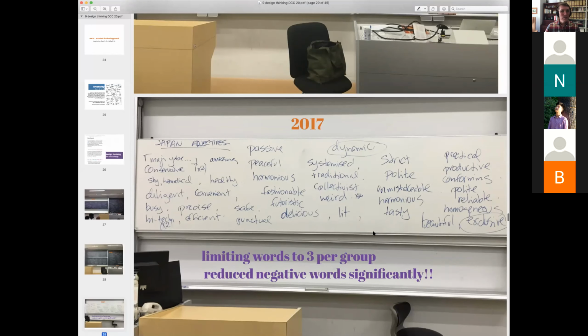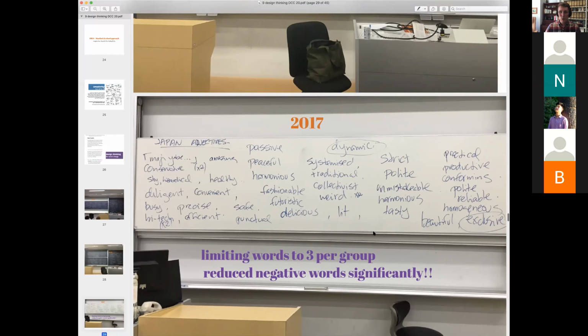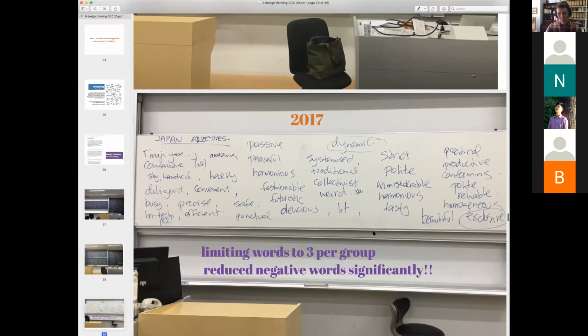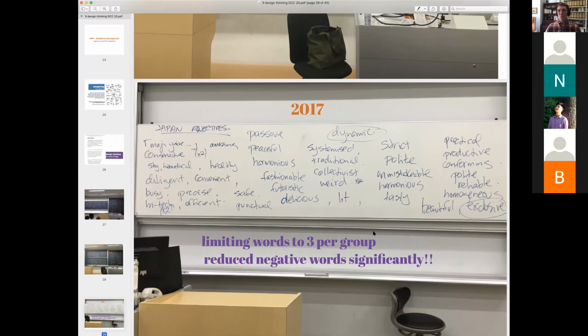Then in 2017, there was an interesting effect. I really was struck by this. When I told each group they were limited to 3 words, only 3 words per group, what happened? It dramatically reduced the negative words. When people had to make a choice, they selected positive words.